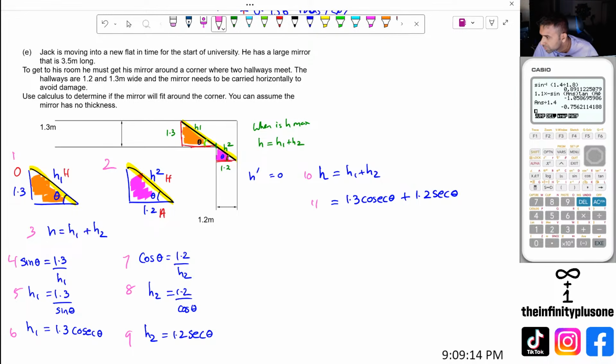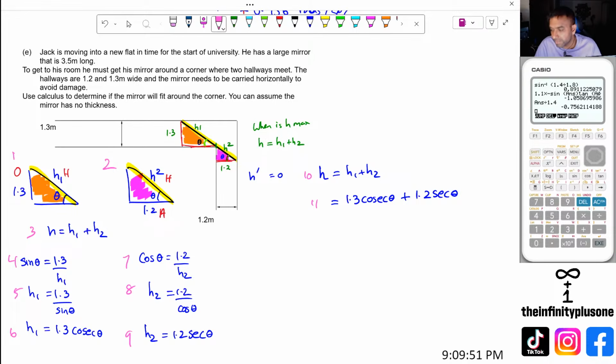Instigator, yes, it's using SOHCAHTOA. Isn't theta 45? No, theta is not 45. We can't assume what theta is, Ashley, because remember that theta is constantly changing, because as they bring the mirror around, the angle is always going to be changing. Yeah, so now that we've got the H equation, you just differentiate it, put it equal to 0, solve for theta, and then go back in the original one and figure out what it is.